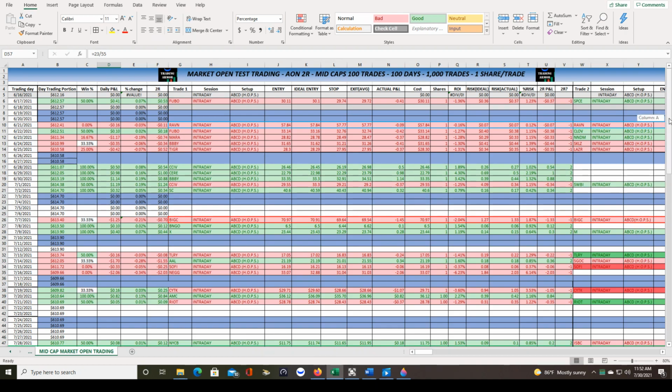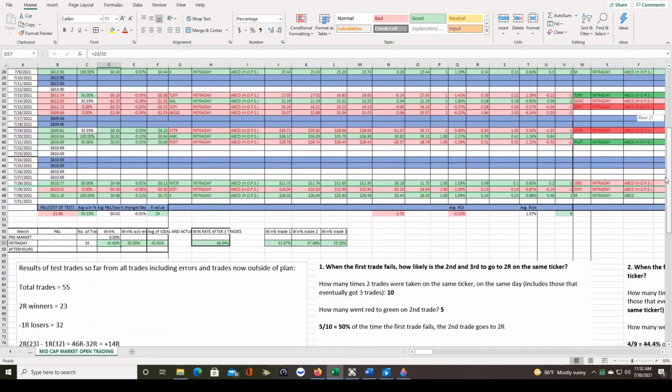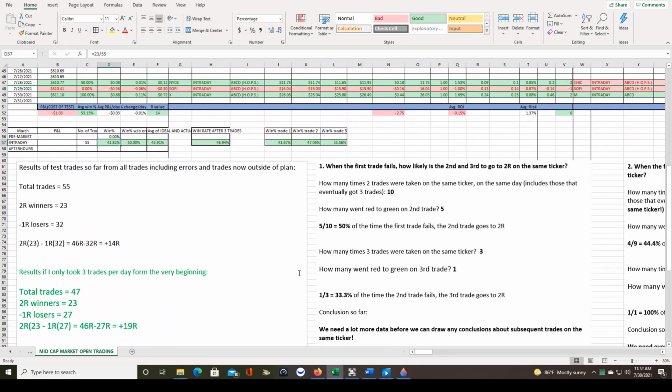When you remove those trades and you say, well, what if I only took 3 trades from the very beginning of this plan? Then you get this number down here, 19R, 19 times your risk. Again, if you're risking $10 per trade, you'd be up $190 right now. If you risk $100 per trade, you'd be up $1,900. If you're risking $1,000 per trade, you'd be up $19,000.